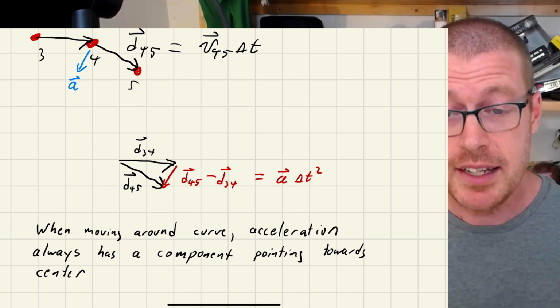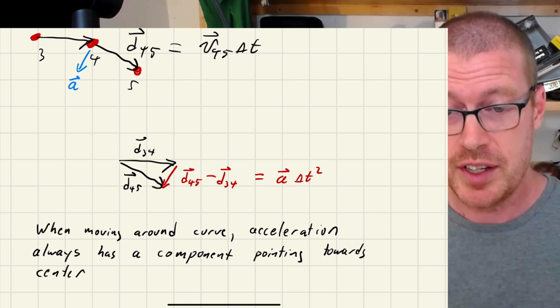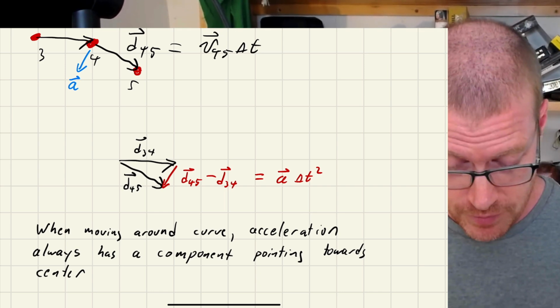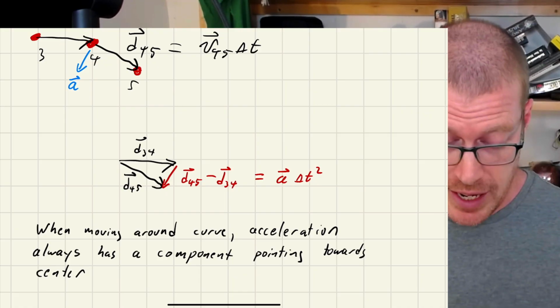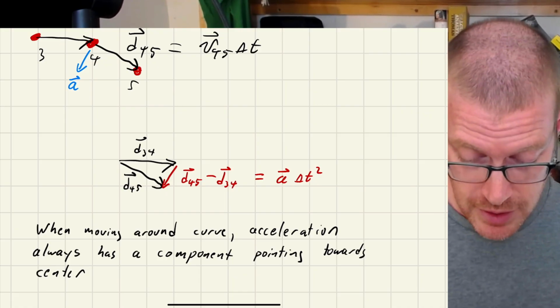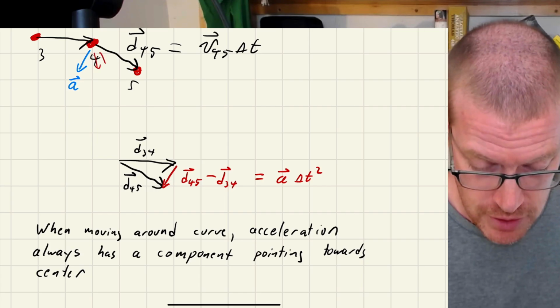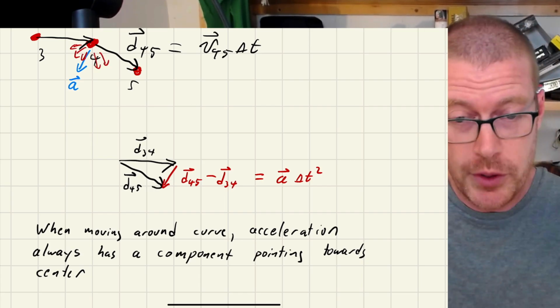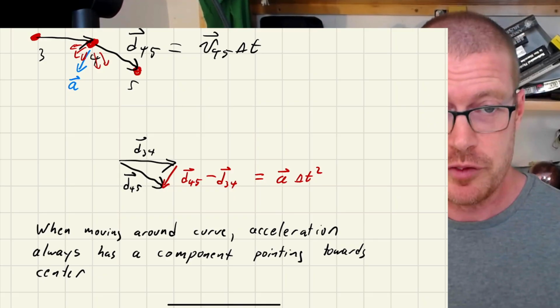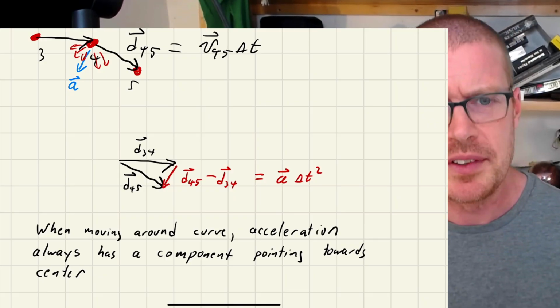More precisely, there's always a component of the acceleration that points towards the center. So the acceleration, depending on whether you're speeding up or slowing down, could point in many different ways, but it's always going to be towards the inside of the curve. We'll talk more about this later in the course.